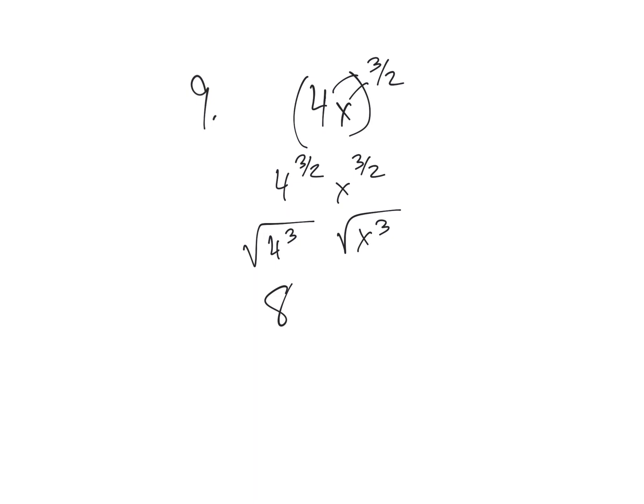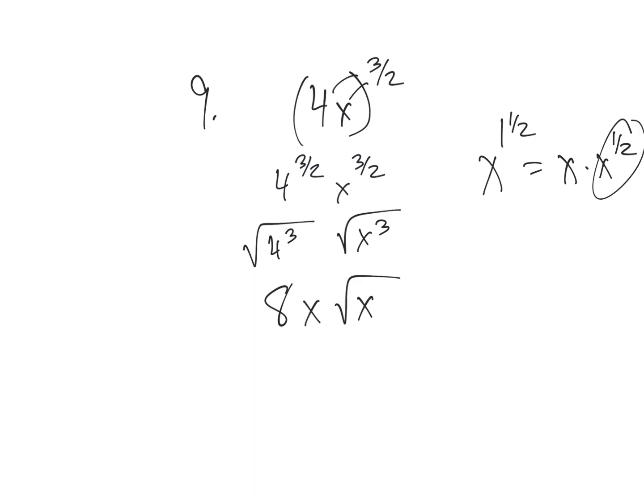And then again, you need to understand how to do x to the 3/2. So x to the 1 1/2. That's the same thing as x times x to the 1/2, isn't it? All right, well, the square root's only on the last part. So that's what you should have had at the end. Again, you could have done it a different way.